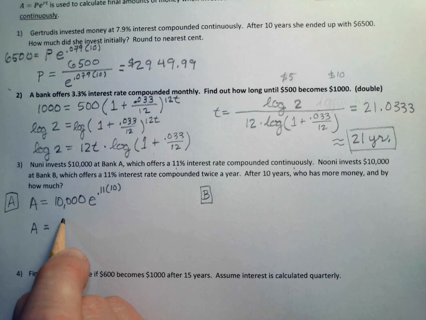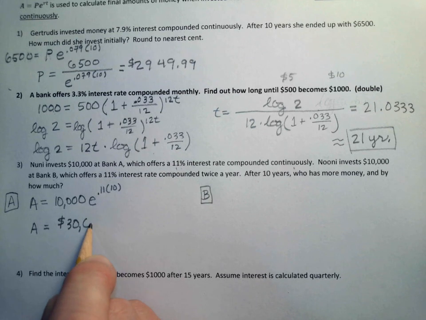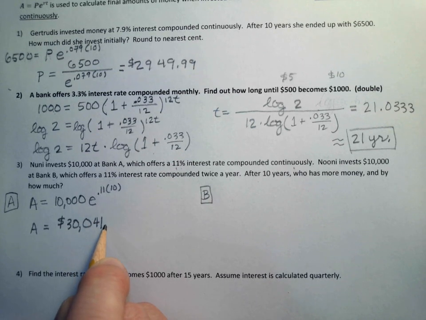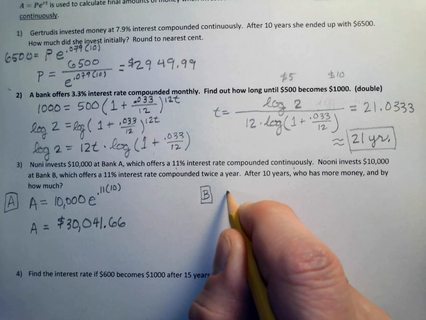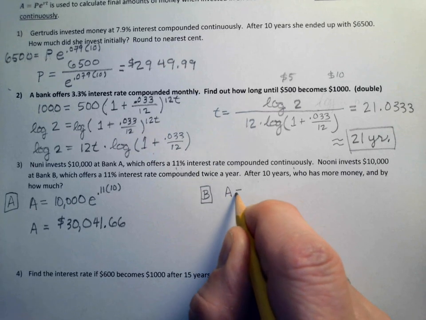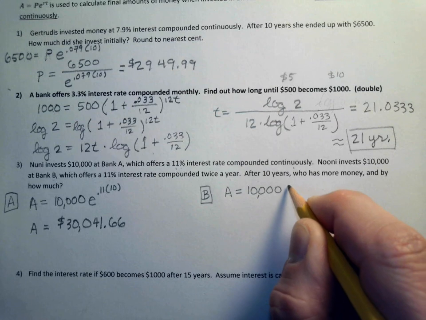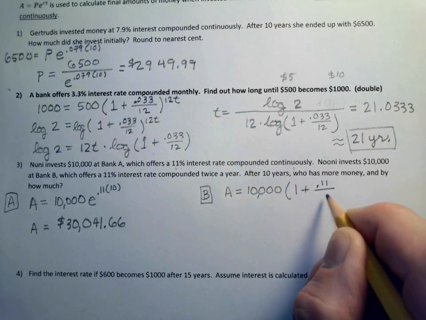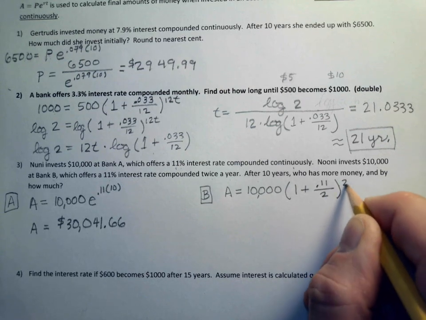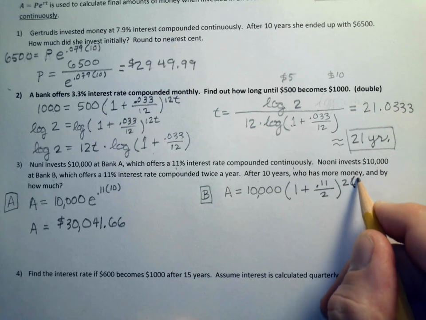So I get $30,041.66. And then for Bank B, we get A equals the initial amount, 10,000, times 1 plus 0.11 over twice a year, to the 2 times T, which is 10.